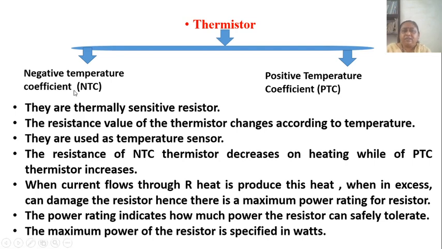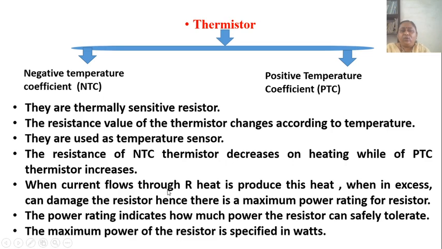Now next is the thermistor. Thermistors are divided into two types: negative temperature coefficient, NTC, and positive temperature coefficient, indicated by PTC. They are thermally sensitive resistors. The resistance value of the thermistor changes according to temperature. They are used as temperature sensors. The resistance of an NTC thermistor decreases on heating, while in the case of a PTC thermistor, it increases.